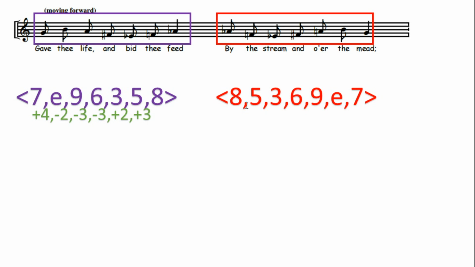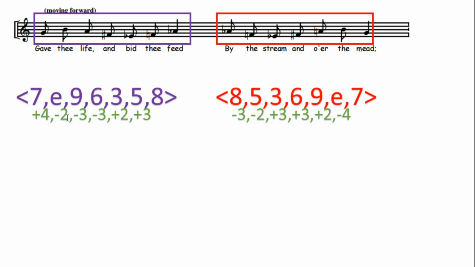The intervals between the integers of the red box are 8 to 5 is minus 3, 5 to 3 is minus 2, 3 to 6 is plus 3, 6 to 9 is plus 3, 9 to E is plus 2, and E to 7 is minus 4. In addition to visually seeing that the pitches are in exact reverse order for a retrograde, the intervals of a retrograde segment will also reverse and they'll change direction from what was there before.